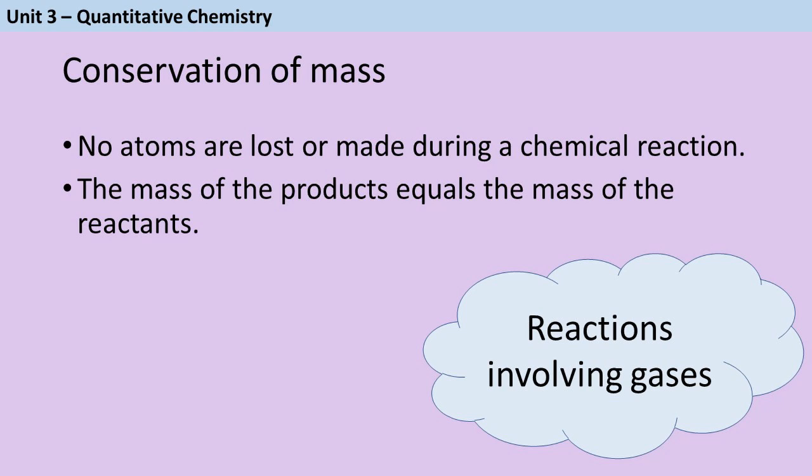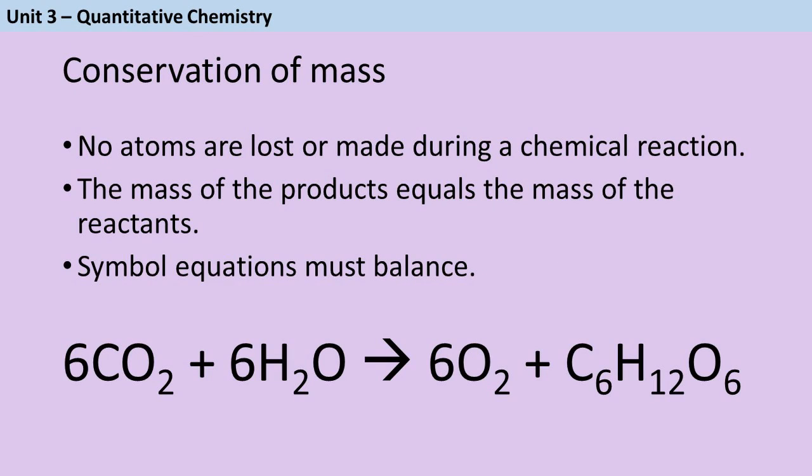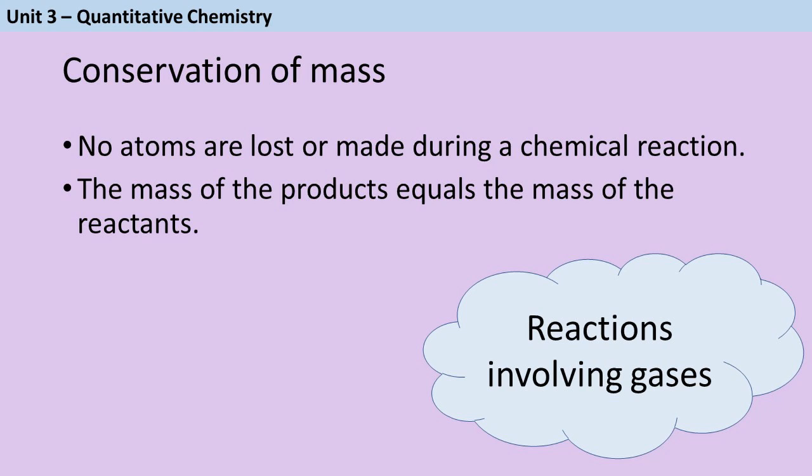That means in a simple equation, you have to have the same number of each element on the left and the right. Take this equation for photosynthesis. There are 6 carbons on the left in the 6 carbon dioxide molecules, and 6 carbons on the right in the glucose molecule. This also means that in terms of mass, the mass of the atoms in a reaction can't change. Now, sometimes it might look as if the mass does change, and if this happens, you can guarantee it's because there's a gas involved.